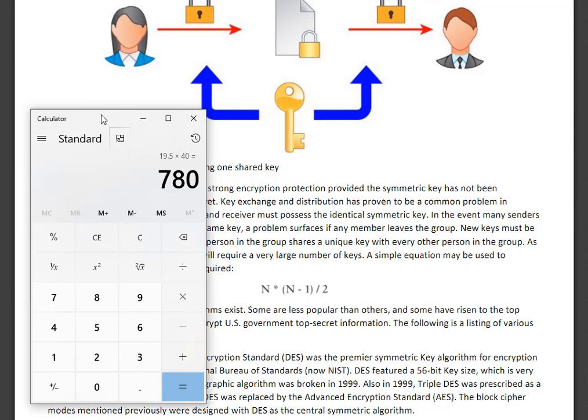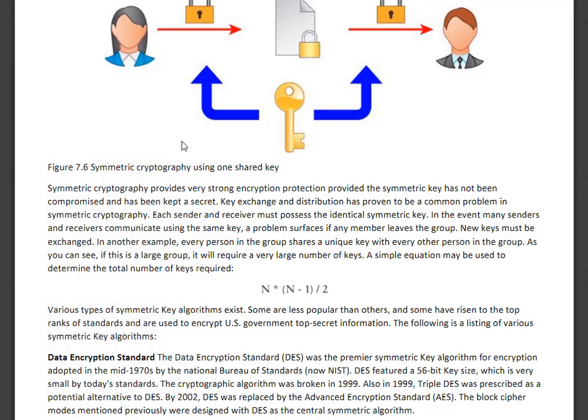What if this was a website and you were attempting to do this with your users and you had 10,000 people attempting to access your website and you wanted to do it securely? Well, you can see where this goes. Minus 1 divided by 2 times 10,000, almost 50 million symmetrical keys to manage. Impossible. However, it is very efficient for encrypting data, especially data that we're storing.